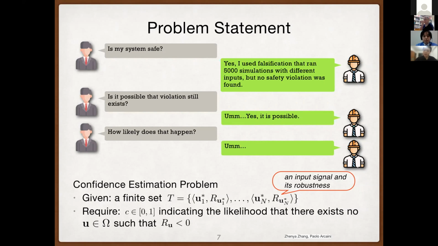Formally, the confidence estimation problem is defined like this. We are given a finite set of pairs. Each pair has an input signal U and the corresponding robustness RU. And it requires a confidence C normalized in the interval 0 to 1 that indicates the likelihood that there exists no input signal in the input space such that the corresponding robustness is negative.